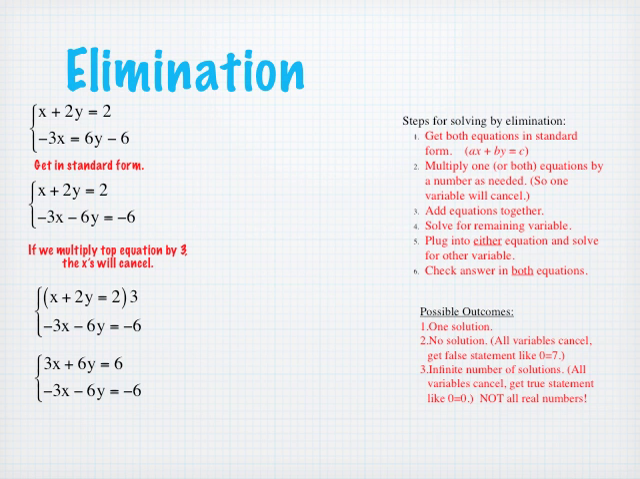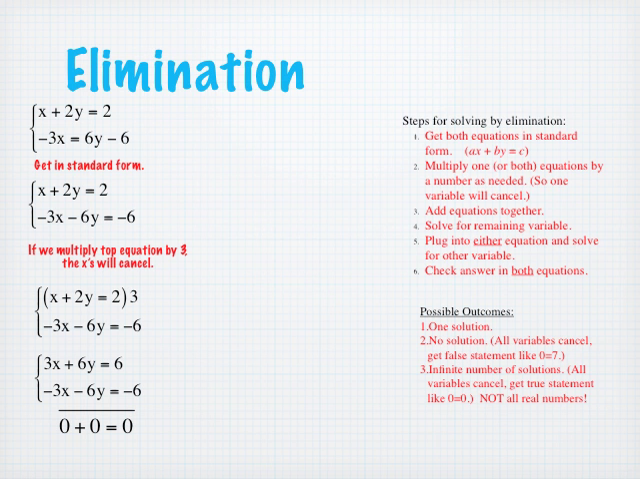Okay, now if I add these together, will a variable cancel? Well, yeah, my x's will cancel, but my y's are also going to cancel. Let's see what happens. 3x minus 3x is 0. 6y minus 6y is 0, and 6 minus 6 is equal to 0. All my variables canceled while I was solving, not when I'm checking my work.